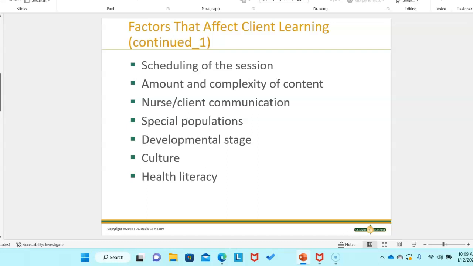Scheduling of the sessions. So, have you planned for uninterrupted time to allow you to adequately assess and understand the client? The teaching time does not need to be long, just it has to be one where you're not interrupted. The amount and complexity of the content. You want to make sure that the content is simple and that you don't take too much time, because obviously the time span of some clients is not going to be there. So sessions, you want to make sure they're from 5 to 10 minutes.